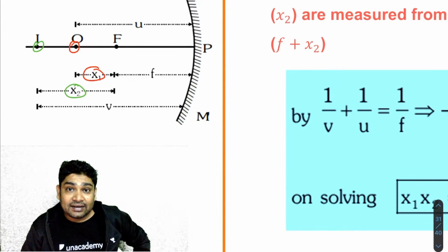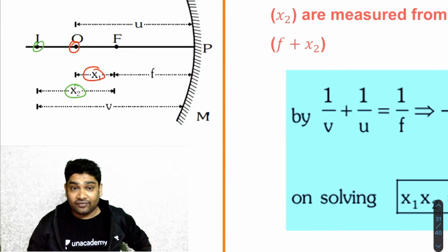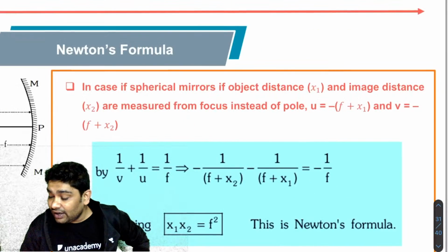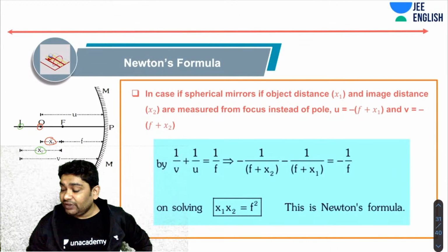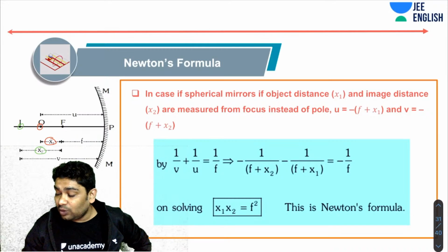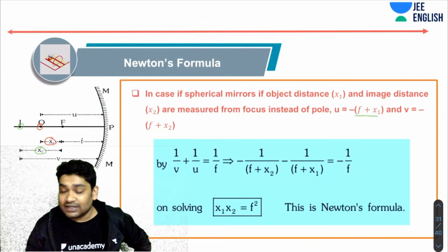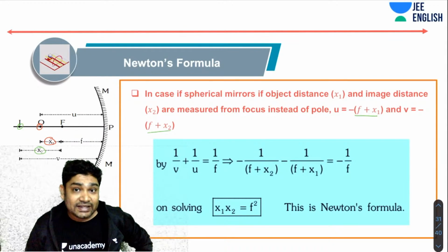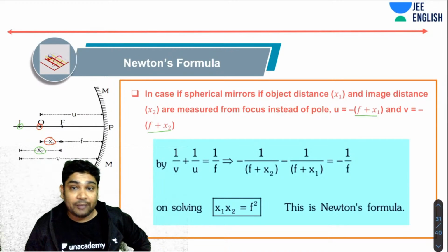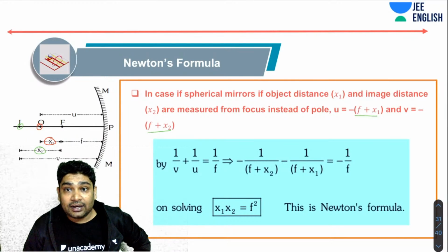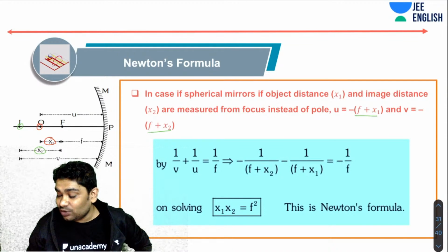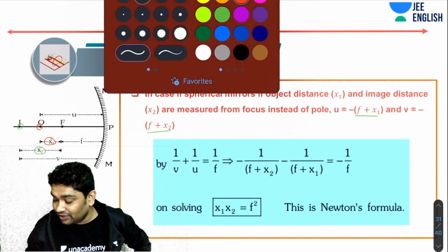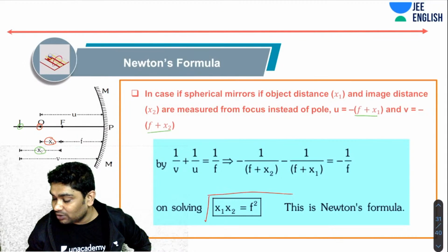Then if I write a relation between x1, x2 and f, I will realize that the distance of the object from the pole is f plus x1 and that of the image is f plus x2. Using this in the mirror formula, I get a relation between x1, x2 and f, which is x1 x2 equals f squared. Now this is known as Newton's formula. This is important. This formula was given by Newton.